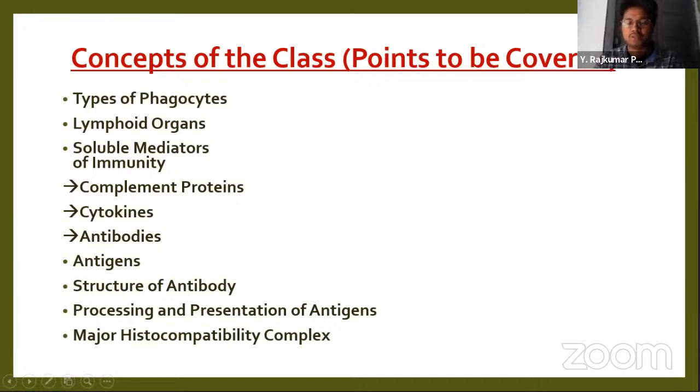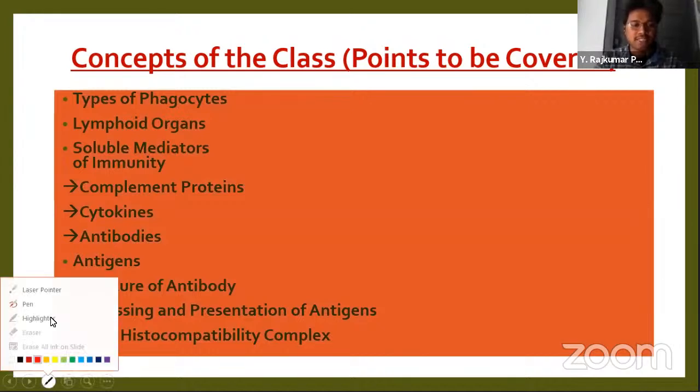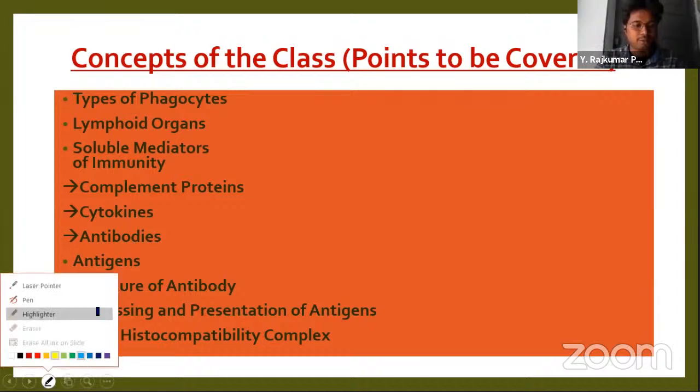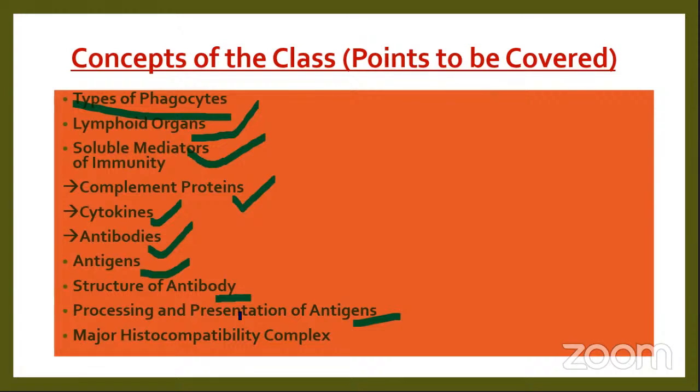Yesterday we learned about the different types of lymphocytes of the immune system, and also the difference between immunity and immune system, isn't it? Today we are going to learn about the types of phagocytes, lymphoid organs, and soluble mediators of immunity. Under soluble mediators, we will learn three concepts: complement proteins, cytokines, and antibodies. We will also learn about antigens, the structure of antibody, processing and presentation of antigens, and finally the major histocompatibility complex.